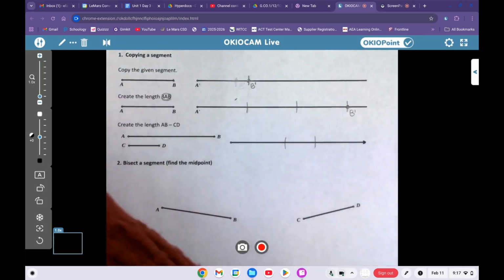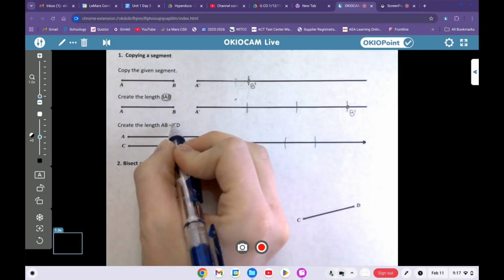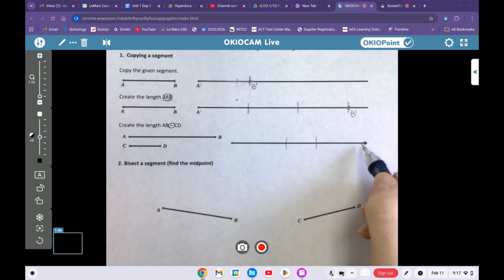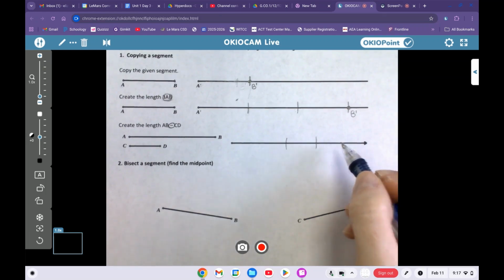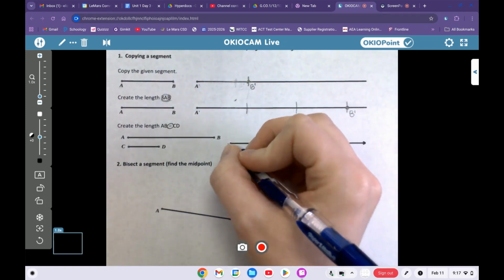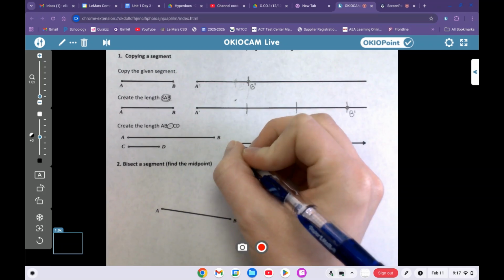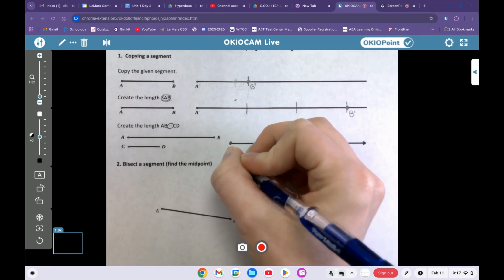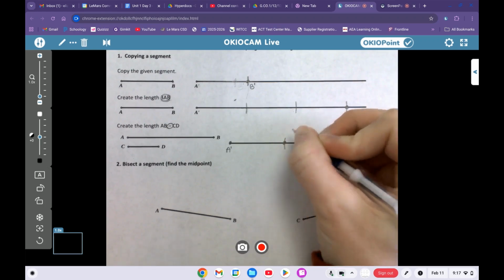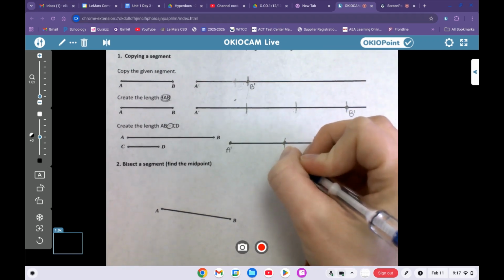Because it was subtraction, right? This says AB minus CD. So you don't want to add it on, because that would be if I was adding CD instead. I want to go from B and kind of go backwards here. So I'm just going to mark this would be my first point, which we can just call A prime again. And then this would be my new point. Now, maybe that's D, I'm not entirely sure.